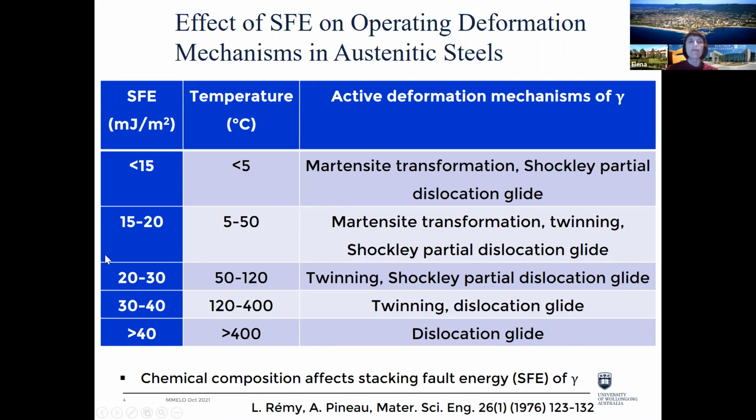And finally, around the 15 to 20 millijoule per square meter range, martensite transformation starts to be operational together with twinning. Here I'll be talking about two types of martensite, epsilon and alpha prime, that form. And finally, at very low stacking fault energies, we have only martensite transformation in addition to glide, and no more twinning takes place.